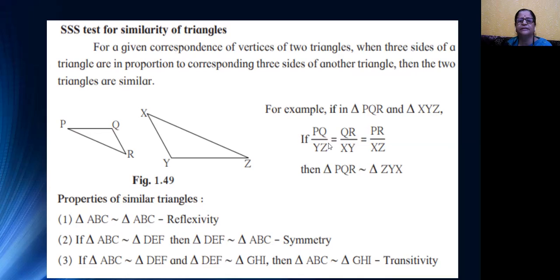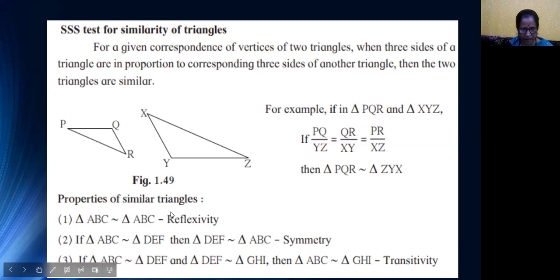PQ divided by XY is equal to QR divided by YZ is equal to PR divided by XZ. This means the corresponding sides are in proportion, and so these two triangles are similar, that is, triangle PQR and triangle XYZ are similar. Here it is given that the three sides have proportionality. Then we are going to study some properties of triangles.